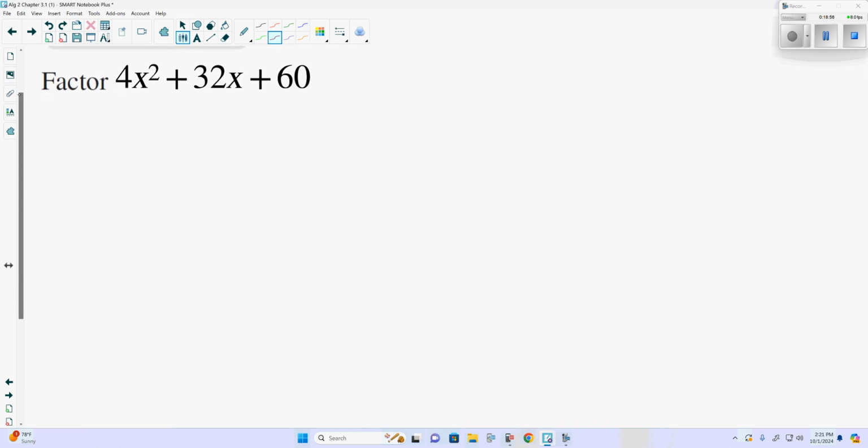4x squared plus 32x plus 60. Step number 1. Is there a greatest common factor between these three terms? And the greatest common factor is 4. And really what we're doing is dividing all three terms by 4. 4x squared divided by 4 is x squared.